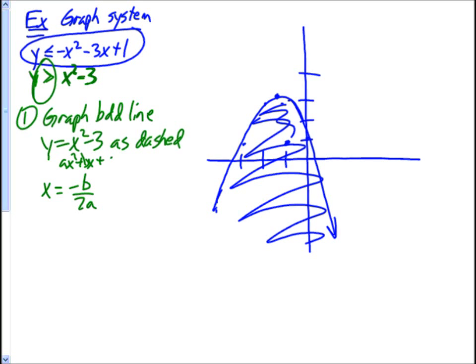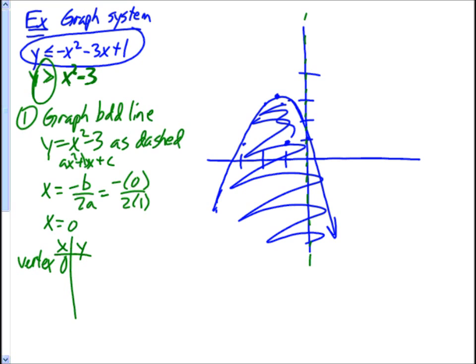Term, is there? C is negative 3. So this is 0, and your a is 1. So x equals 0. That means it goes right down the middle for this one, right? That's where our vertex lies. So vertex here, x value 0. Okay, we plug 0 in.